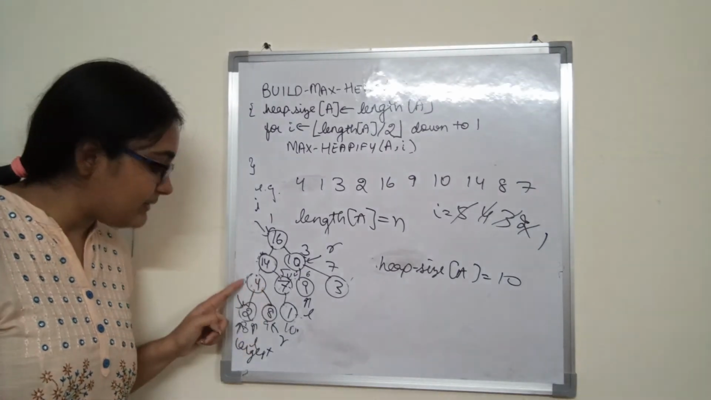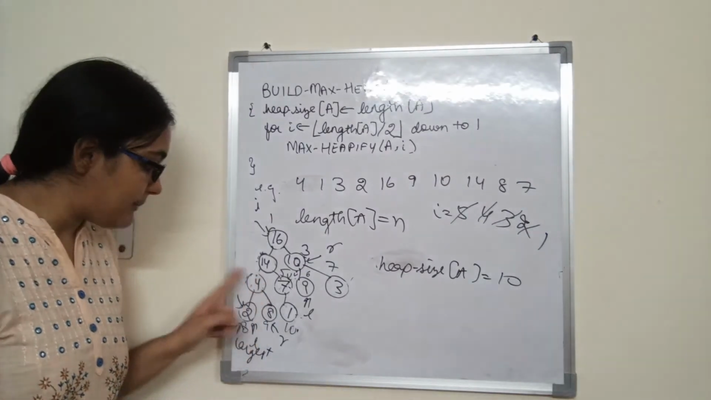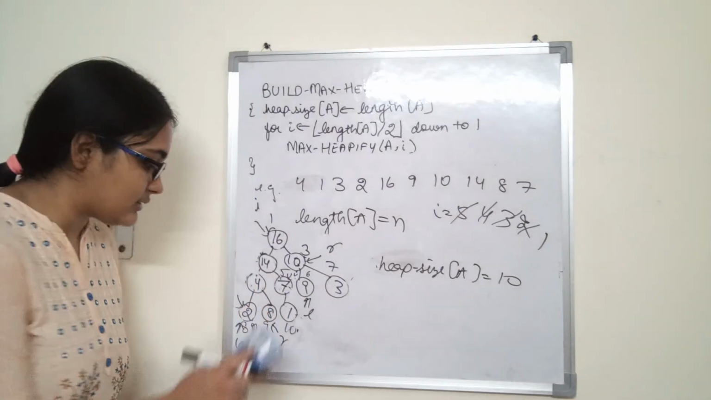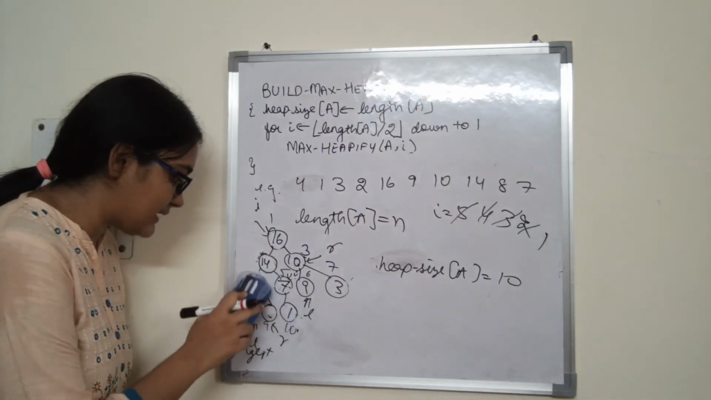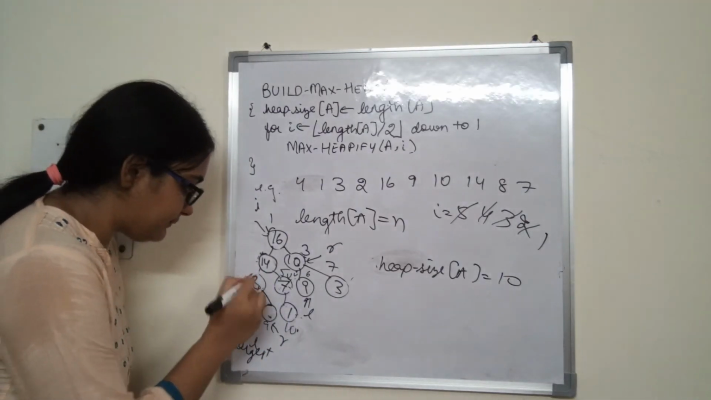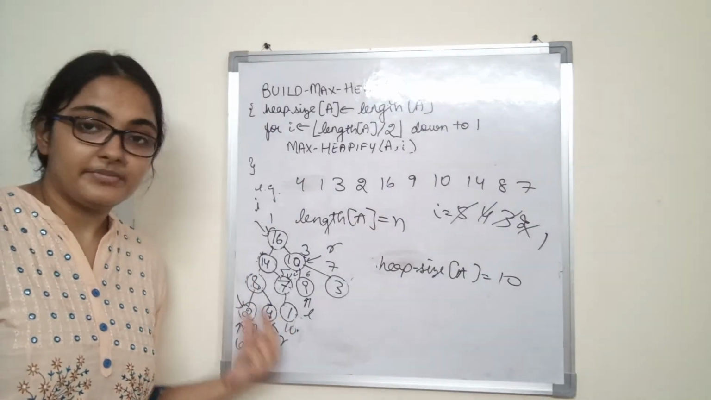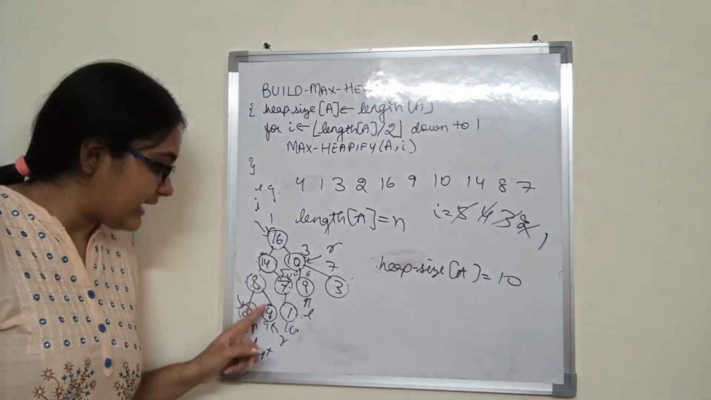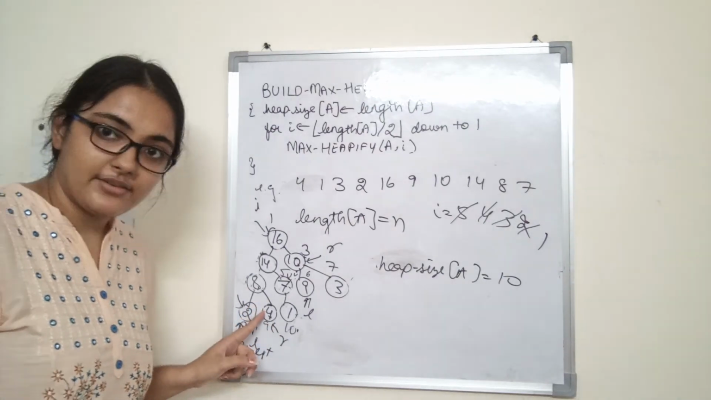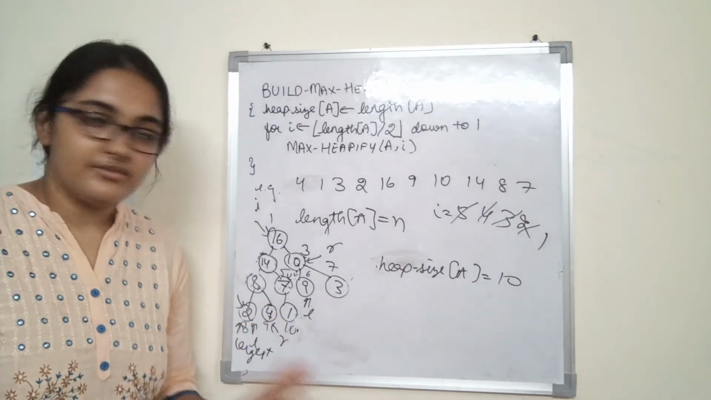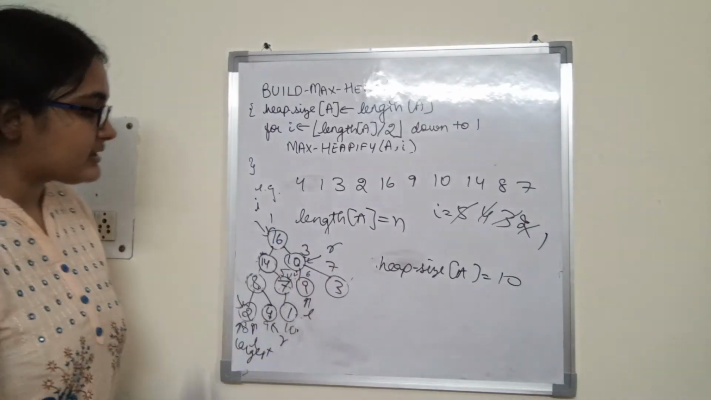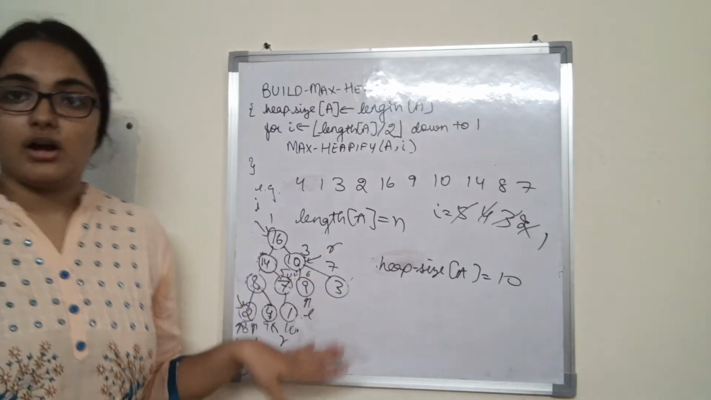Alright, now max heapify is called here. So what will happen? Out of the three, which one is the largest? This one is the largest. So 8 and 4 will be exchanged. 8 and 4 have been exchanged, right? Now again max heapify will be called here. When it is called on leaf, nothing happens. So now we have successfully converted this into a max heap.